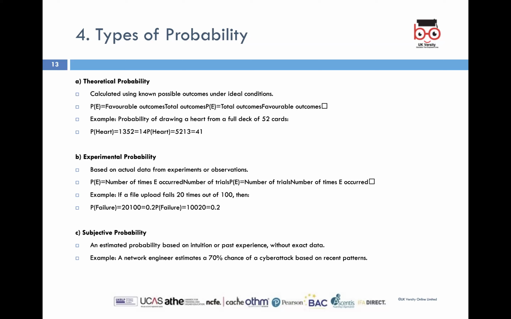Experimental probability is based on actual data from experiments or observations. P(E) equals the number of times E occurred divided by the number of trials. For example, if a file load fails 20 times out of 100, then P(failure) equals 20/100, which equals 0.2. Subjective probability is an estimated probability based on intuition or past experience without exact data. An example here is a network engineer estimating a 70% chance of a cyber attack based on recent patterns.